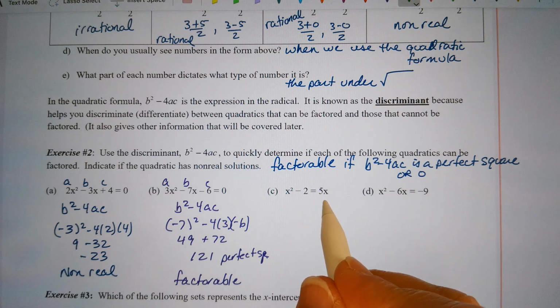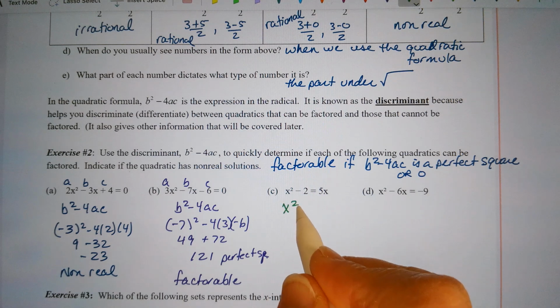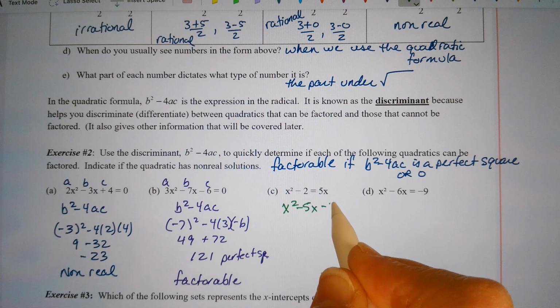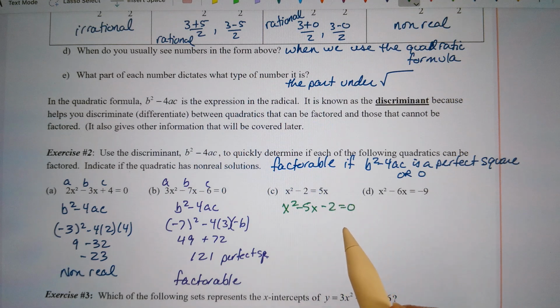Let's put this in standard form, so subtract 5x, x squared minus 5x, minus 2 equals 0.